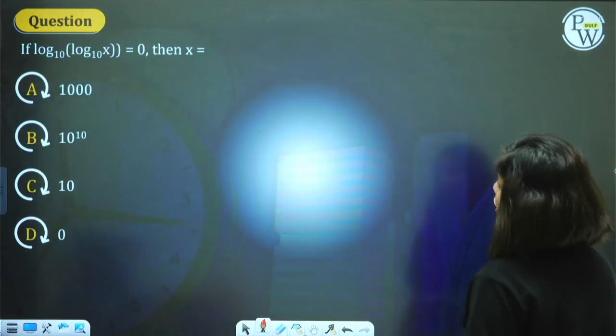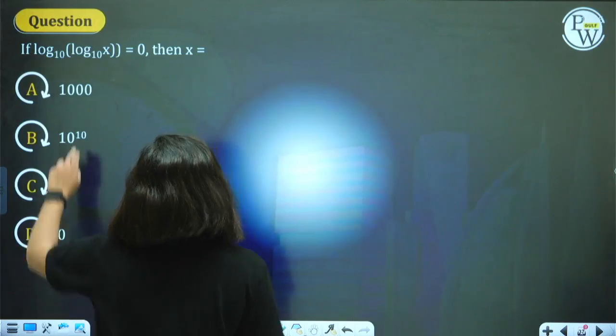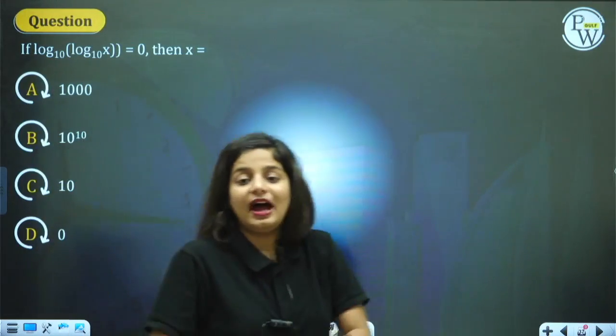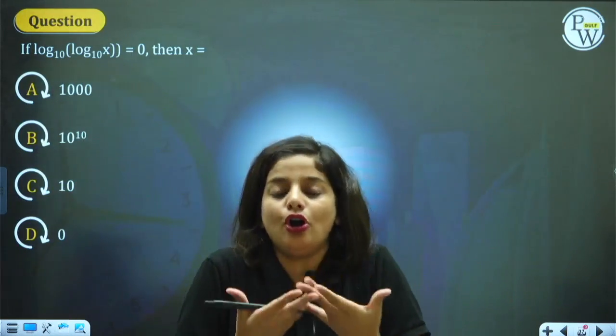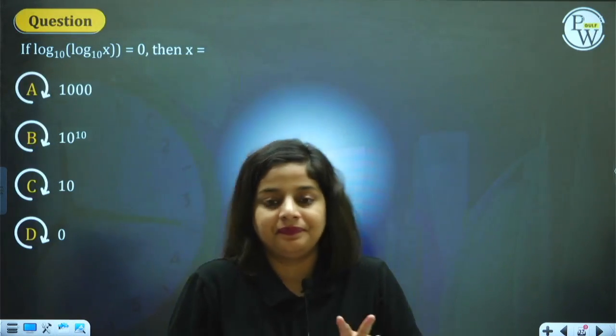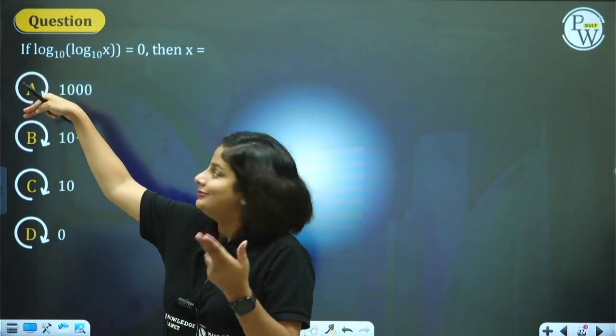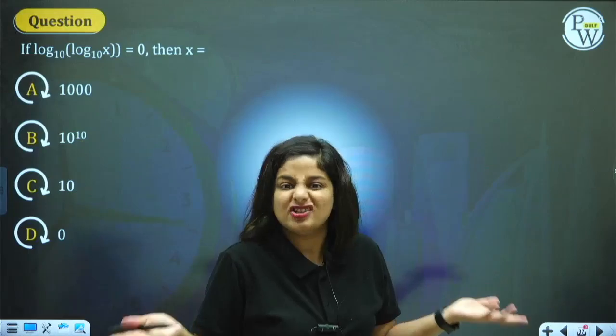Perfect. Log of log x is equal to 0, then x is 1. Okay, here you will have to apply the logarithmic to exponential conversion 2 times. Everybody pause and try. 2 times. You will first remove this log, then you will try to remove this log in order to isolate your x.